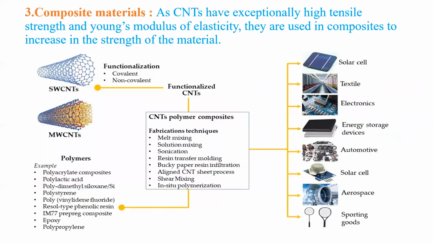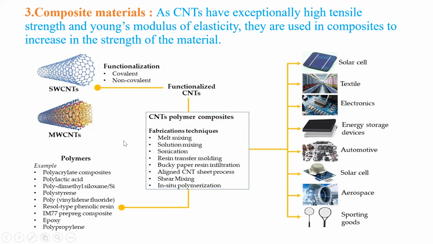And then composite materials. CNTs have exceptionally high tensile strength and Young's modulus of elasticity. Hence, these are used in composites to increase the strength of the material. So there are carbon nanotube based polymer composites. There are different fabrication techniques available here, like melt mixing and solution mixing. You need not write all this in the question of applications. You may just write these 3 lines.